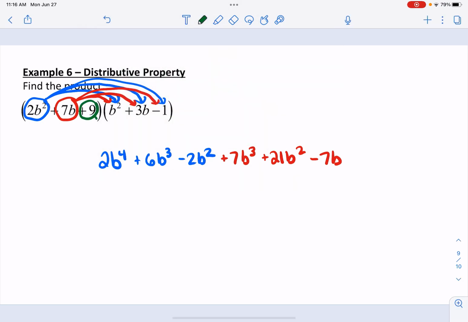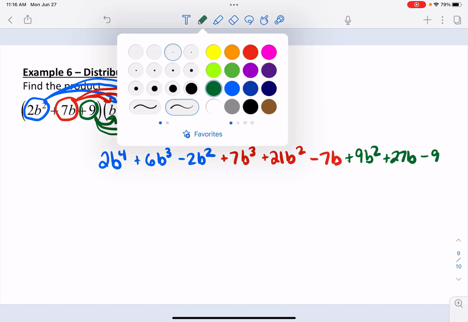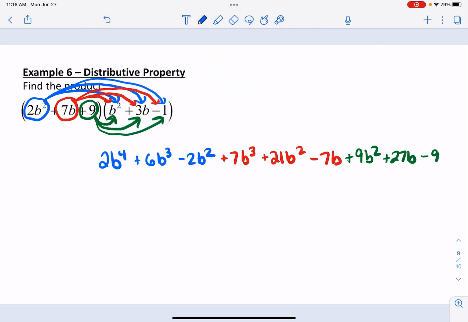And then I take the 9 and I multiply the 9 through. So 9 times b squared is just 9b squared. I take the 9 and I multiply it to the 3, which is 27. And then lastly, we have a minus 9. So now, again, remember, we want these written in standard form. So I start and I see I have a b to the fourth. I have no other terms that are b to the fourth. Now I combine any terms that are b cubed. 6 plus 7, well, that's going to be 13b to the third.